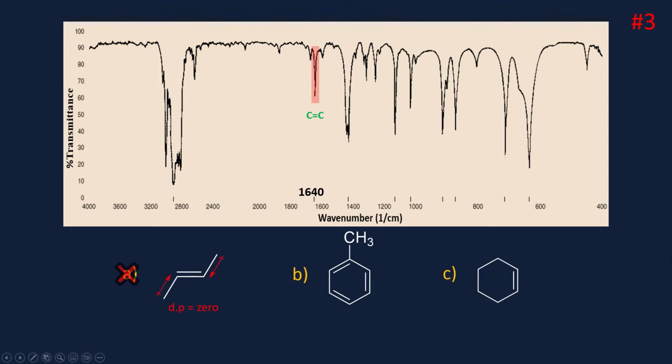For the choice B and C, how to differentiate between them? There are 2 ways. The first way is the position of the carbon-carbon double bond band, where the conjugated alkene will have a lower wave number compared to that of the unconjugated alkene. Remember that the unconjugated alkene ranges from 1600 to 1680, and here in the spectrum it is located at 1640, so it's the choice C. The other way is the intensity of the band.